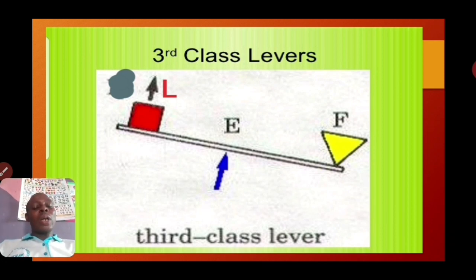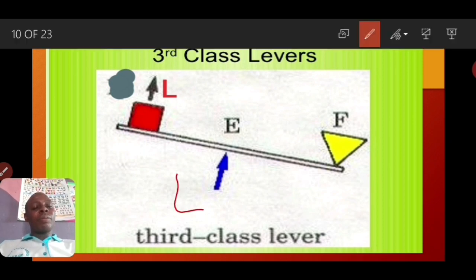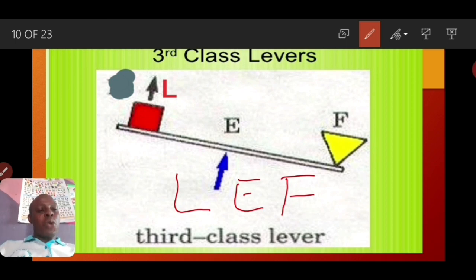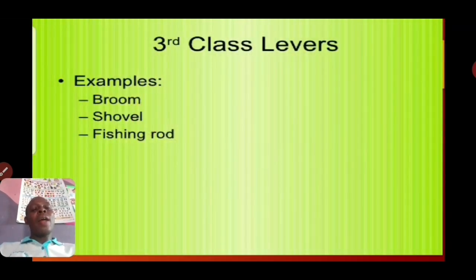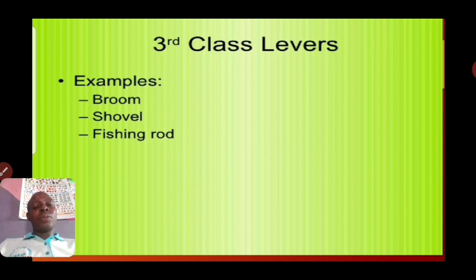So for the third class, we have LEF, which is third class left. That means the effort is between the load and the fulcrum. Please get it very well. So that is the third class. Now let's look at some examples of third class. We have the broom, the shovel, the fishing net, and the human arm. The human arm is an example. Continue with that so you will remember.